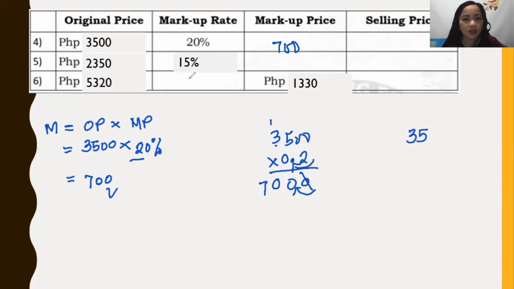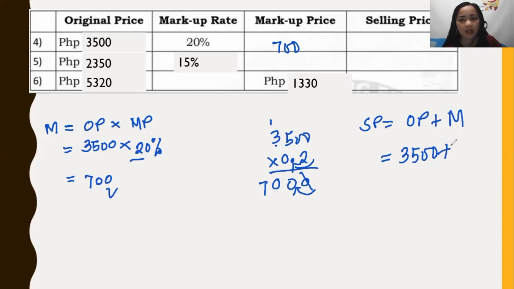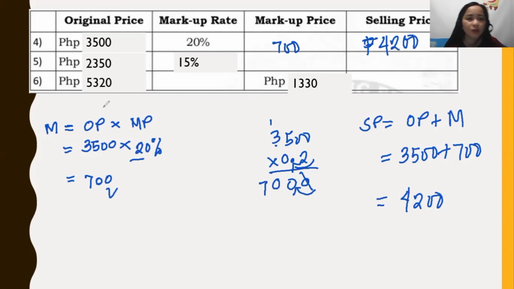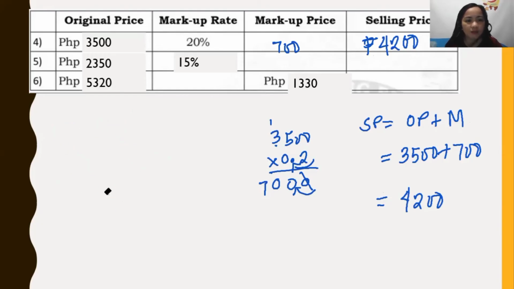So we have the selling price or selling price is equal to original price plus markup. Ang original price niya ay 3,500. Lalagyan niya ng patong or tubo na 700. The answer is 4,200 pesos. So, ayan po yung kanyang bagong presyo. Now, proceed to number 5.